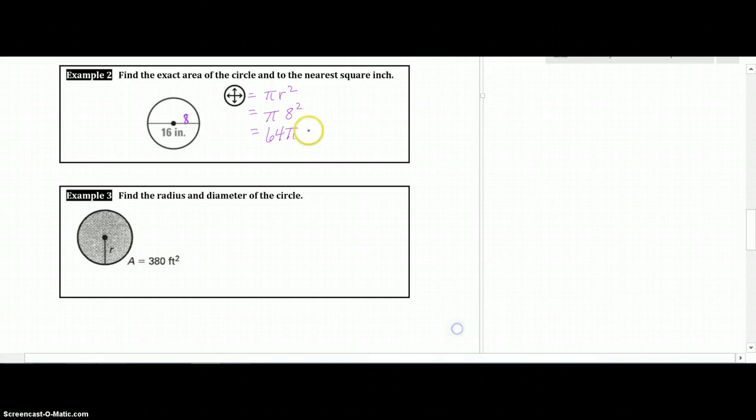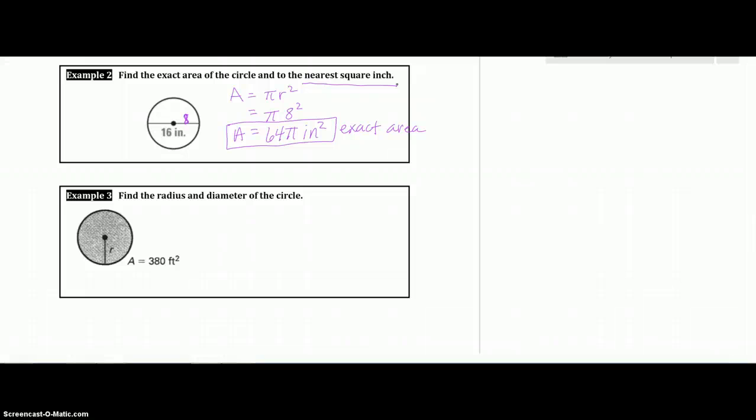Now, area is units squared, so we're going to say inches squared. So the area of this circle is 64 pi inches squared. This is exact area. That is not rounded, it's not estimated, okay? But they said to the nearest square inch. So let's go ahead and type in our calculator 64 pi, or 64 times 3.14, and the area is approximately equal to 201 square inches, or inches squared.